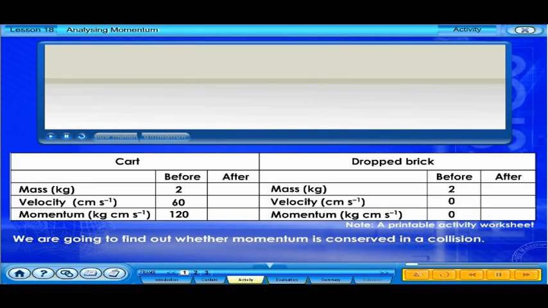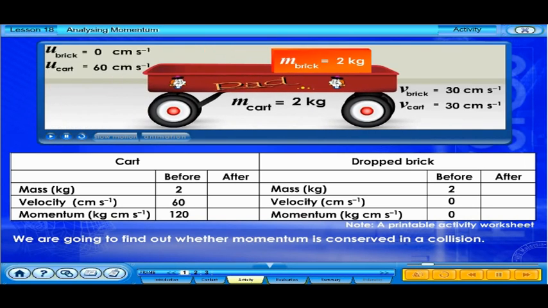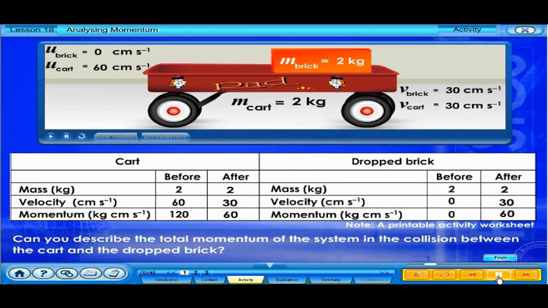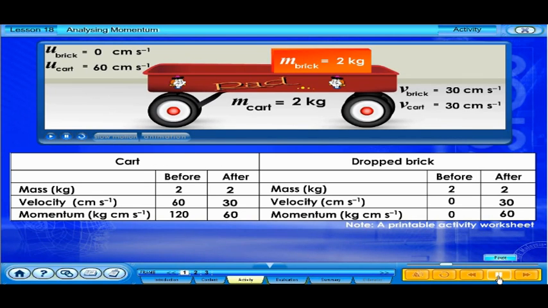We are going to find out whether momentum is conserved in a collision. Click the play button and observe the animation. Can you describe the total momentum of the system in the collision between the cart and the dropped brick? The total momentum of the system is conserved.